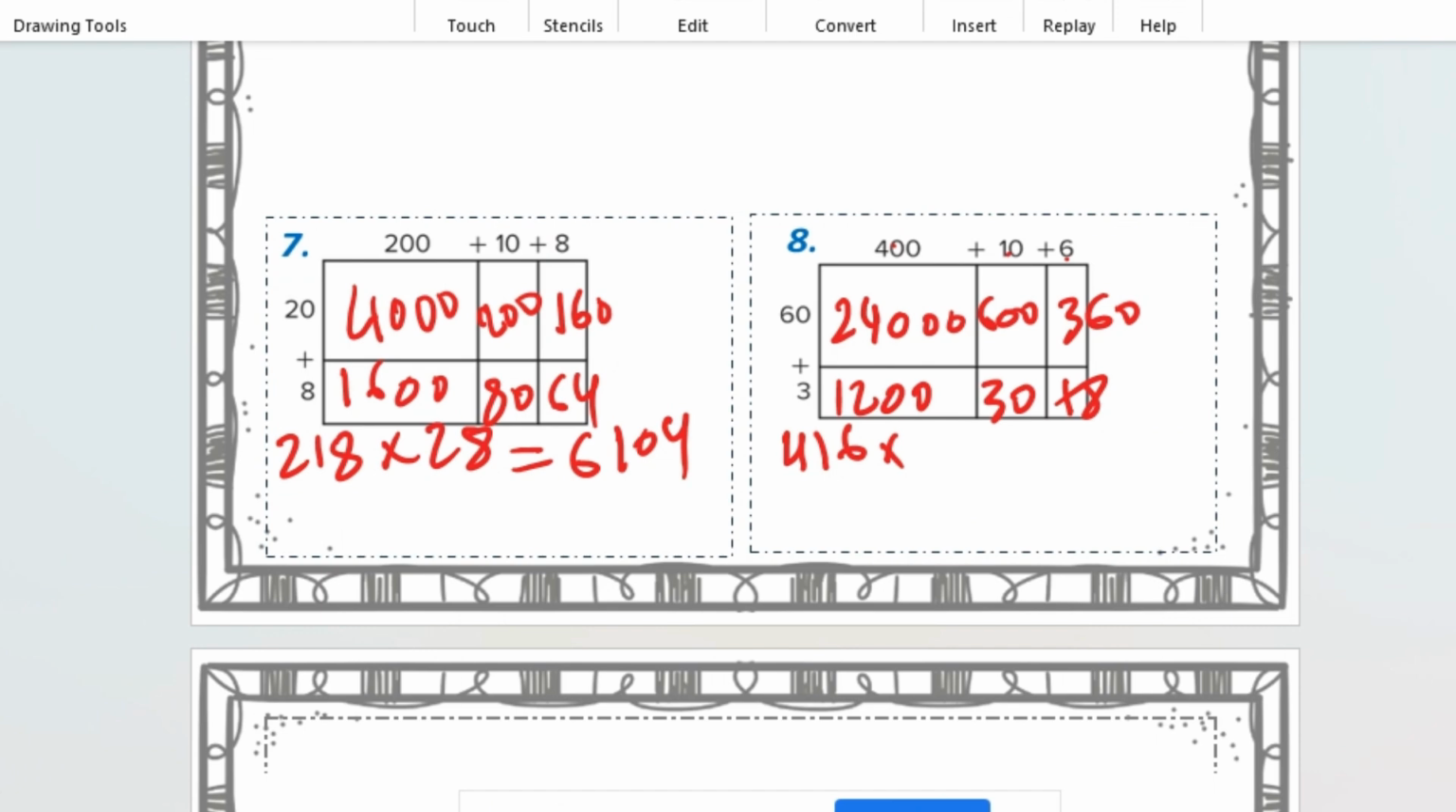Okay, times 60 plus 3 is 63, which will be what? This will be 26,208, because we're just going to add these partial products. 26,208. Okay.